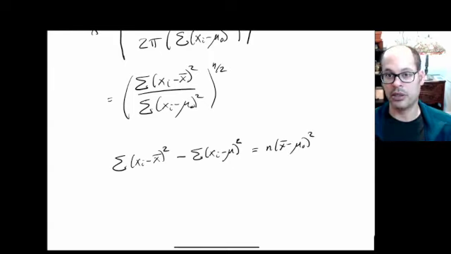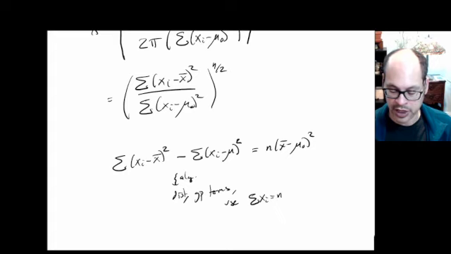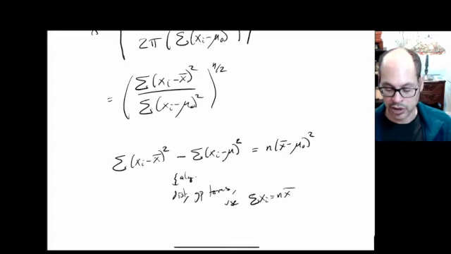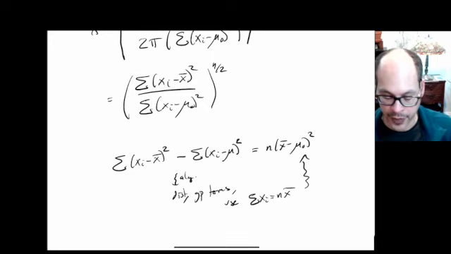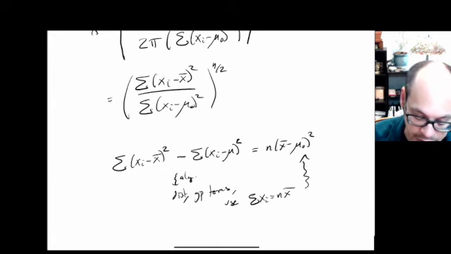This is just a bit of algebra. You distribute, group terms, and use the fact that if you add up the xi's, you get n times x bar, and you eventually get that. I'm not going to work that out right now, but that's a handy formula that will let us simplify what we have here. So how am I going to use that? I'm going to rewrite my denominator.